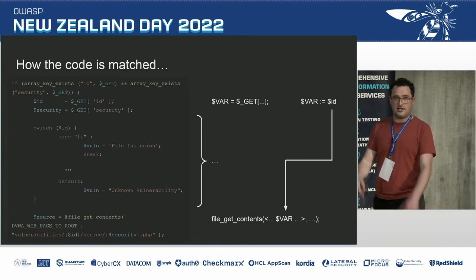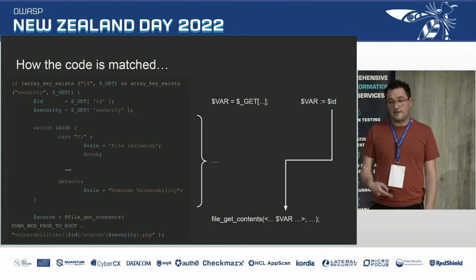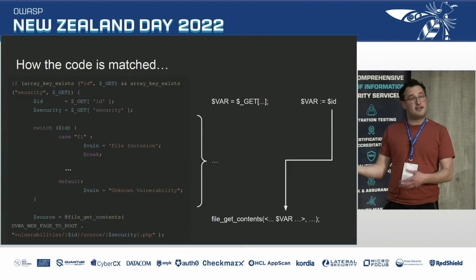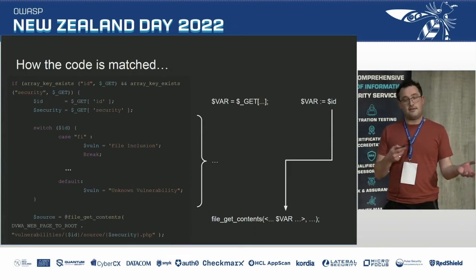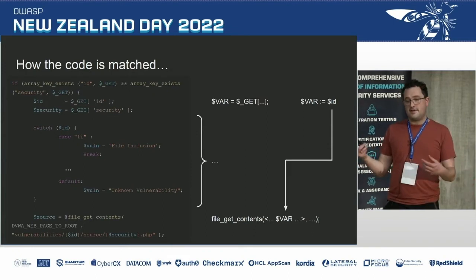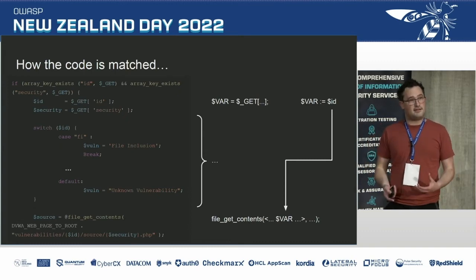How does this match our vulnerable code? Well, the $var equals get ... matches that first line of ID equals get ID. This binds var to be ID throughout the rest of our pattern, so that has to be consistent.